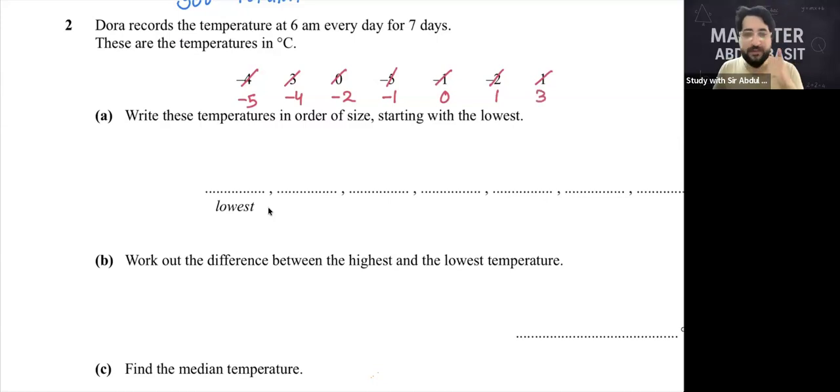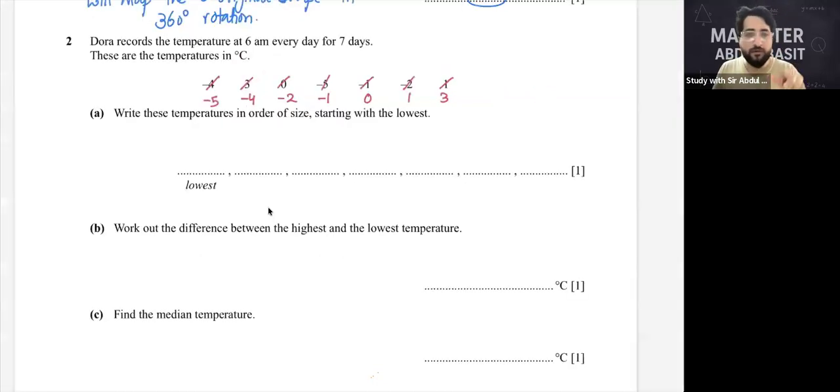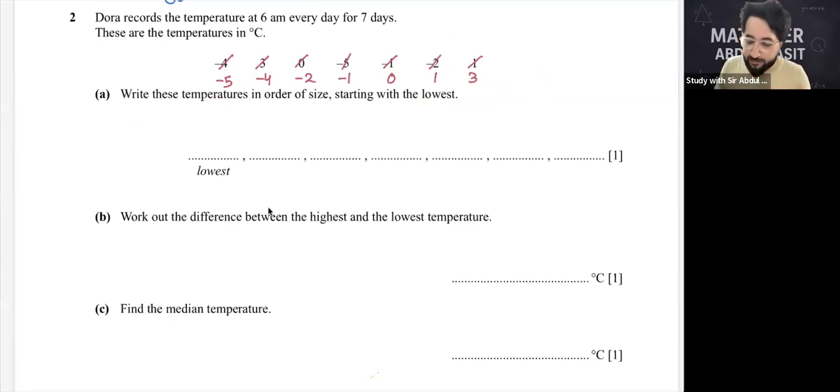Now that is perfect ascending order. Ascending order is done. Now we have to write this on the answer line. Let's write it on the answer line. So -5, -4, -2, -1, 0, 1, and 3. This is for 1 mark.